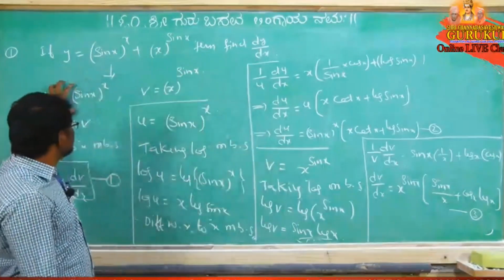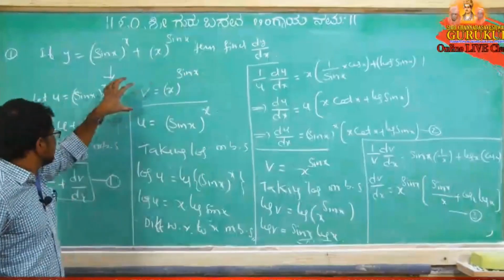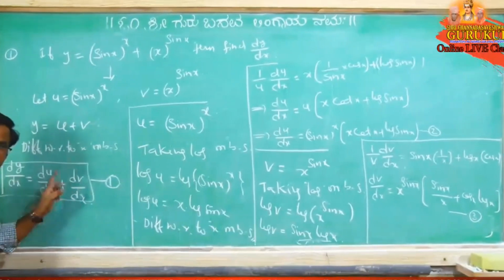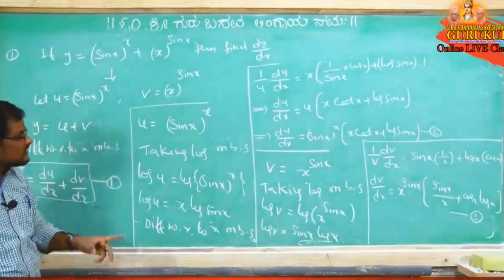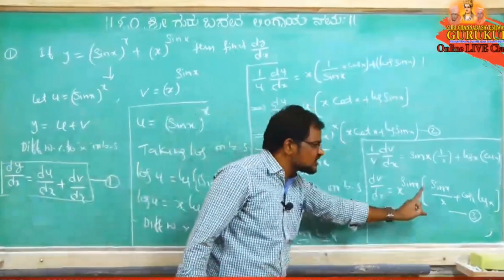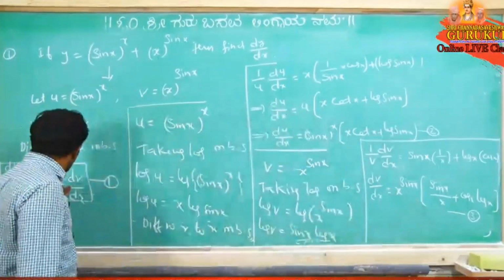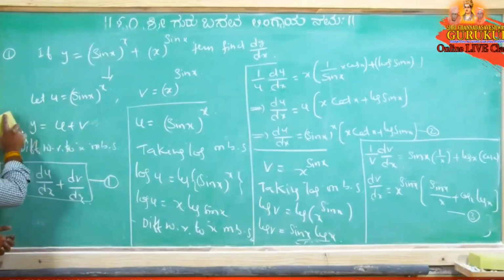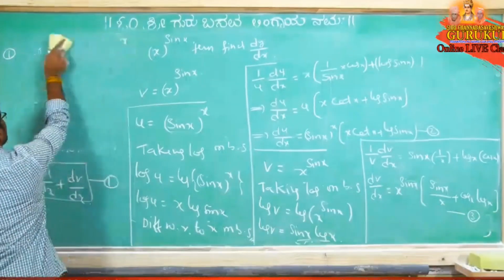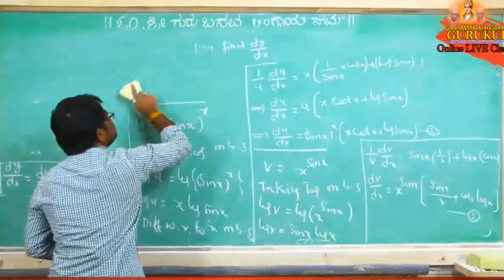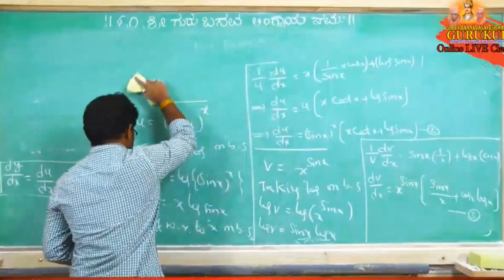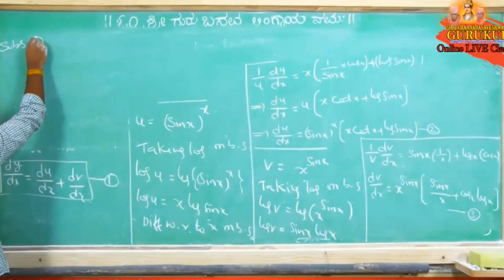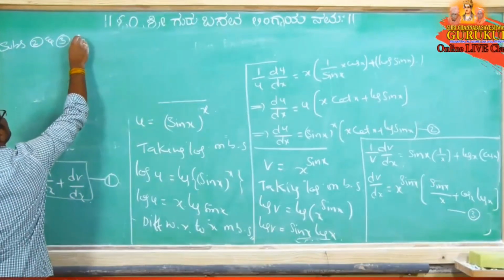So here what did you get? du by dx, and here dv by dx. Here y equal to u plus v means if you differentiate, dy by dx equal to du by dx plus dv by dx. Now equation number 2 and equation number 3, where do we have to substitute to get dy by dx? Equation number 1. Substitute 2 and 3 in equation number 1.